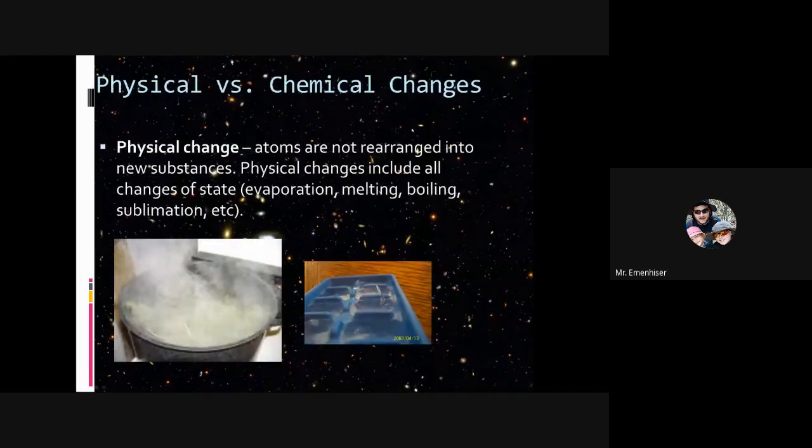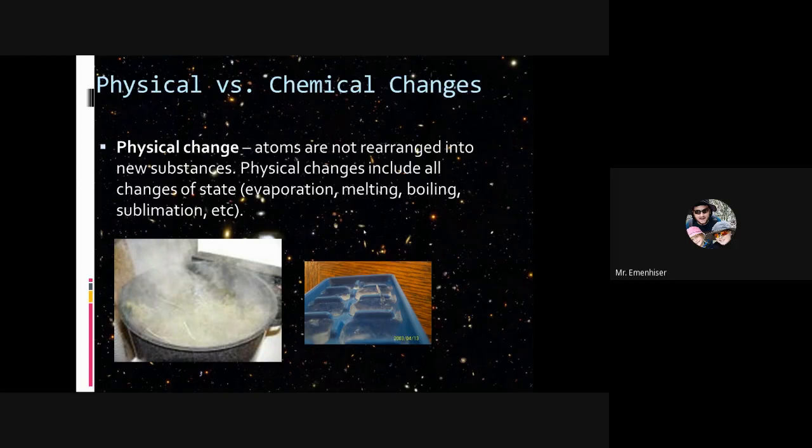Physical versus chemical changes. All right, so we can have changes and say, are they physical or chemical? Physical changes is where atoms are not rearranged into new substances. So a new substance is not formed. Physical changes include all changes of state. So boiling, melting, evaporating, freezing, all of those things are physical changes. And the reason for that is because when you freeze water, it's water when it's liquid, and it's still water when it's frozen. It's just changing forms. So it's just a physical change. You're not chemically changing that water into something else.